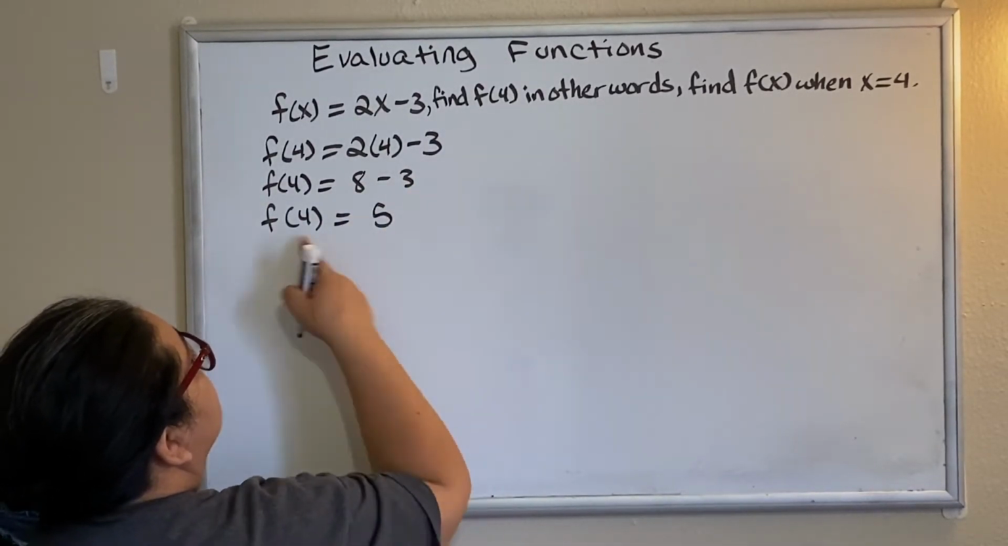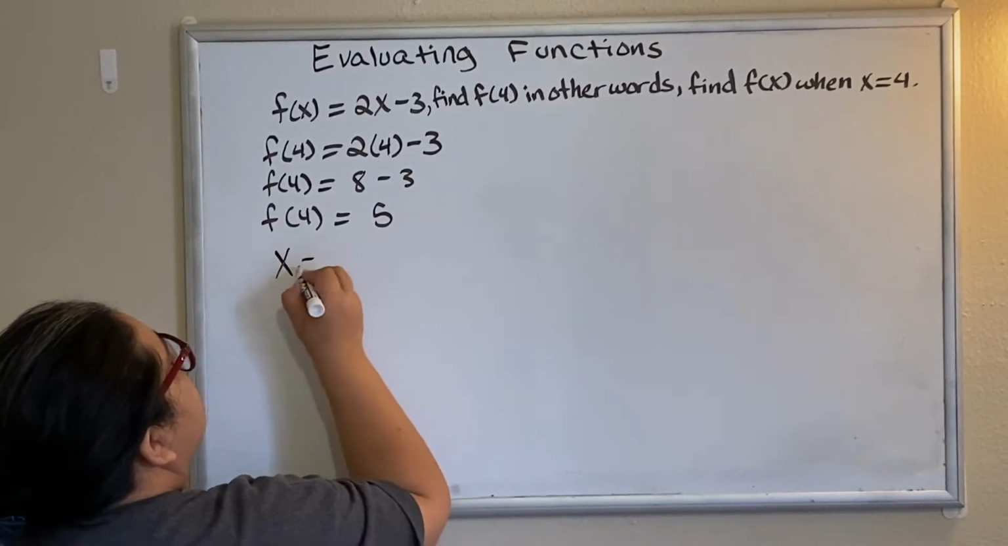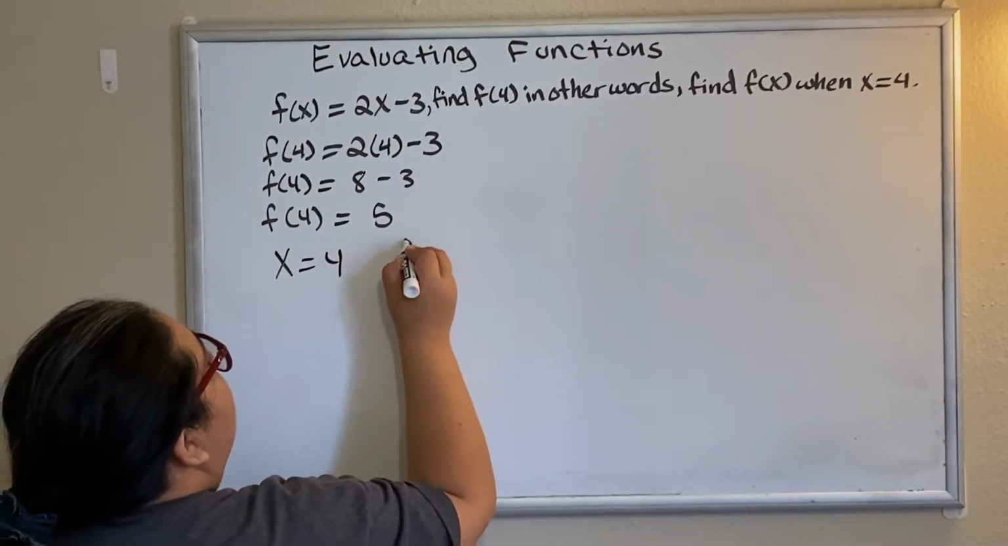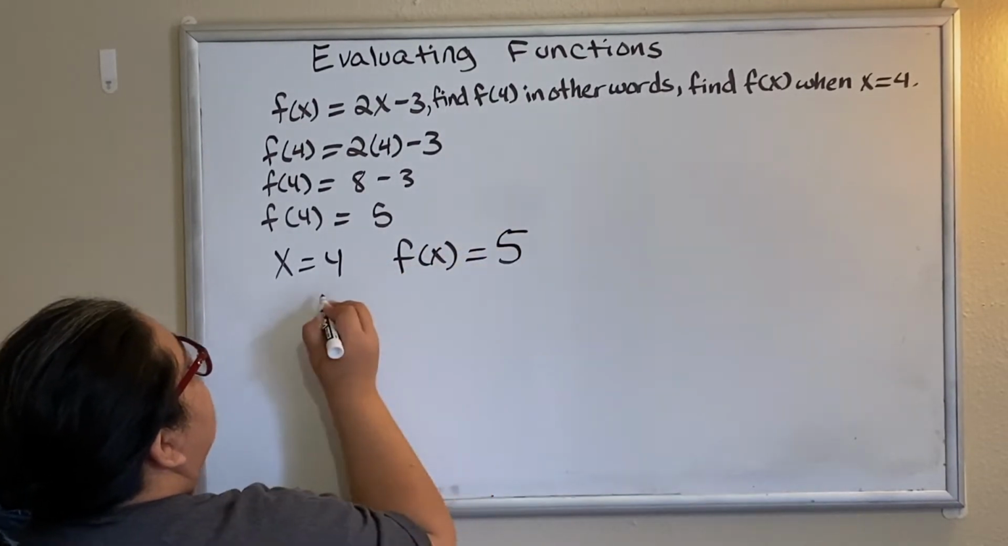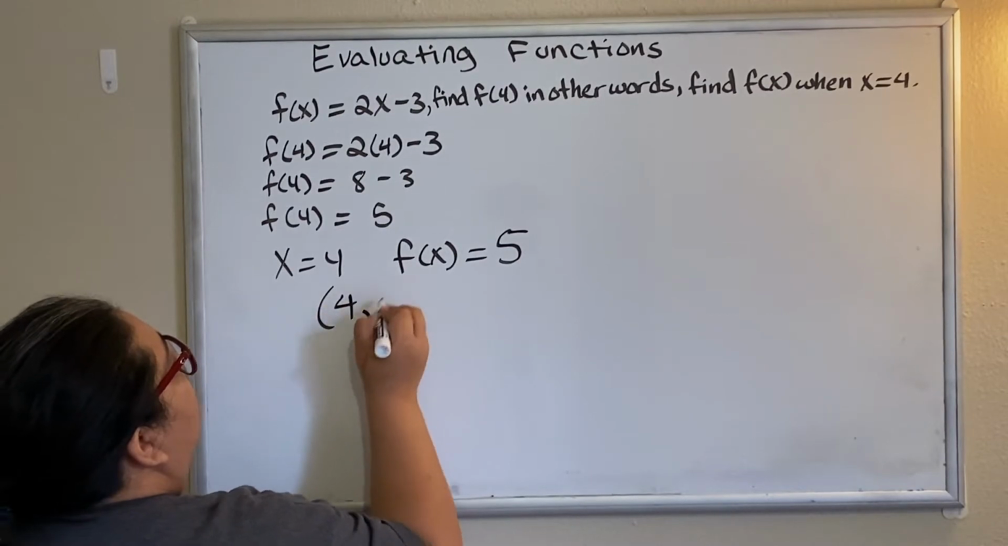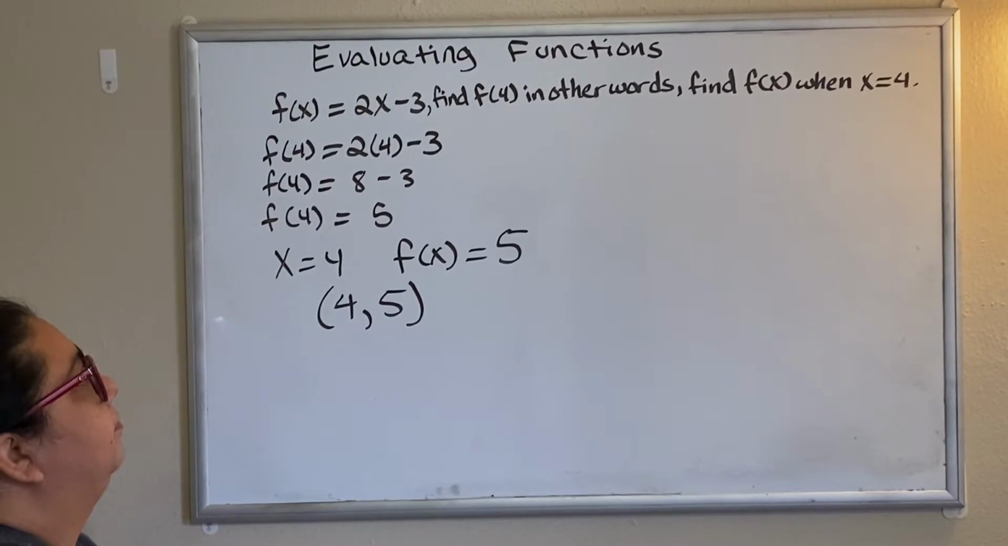So my solution to f of 4 is 5. In other words, when x equals 4, f of x equals 5. So we can write the point (4, 5) to represent our solution.